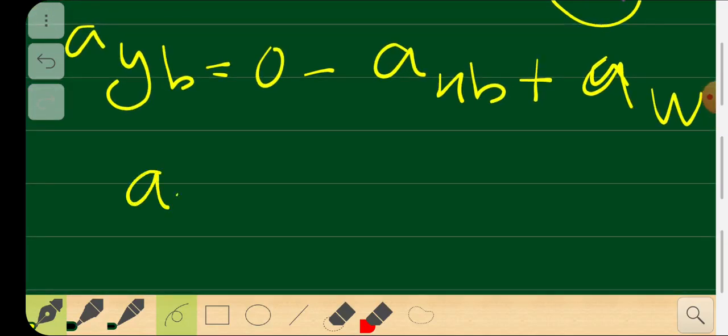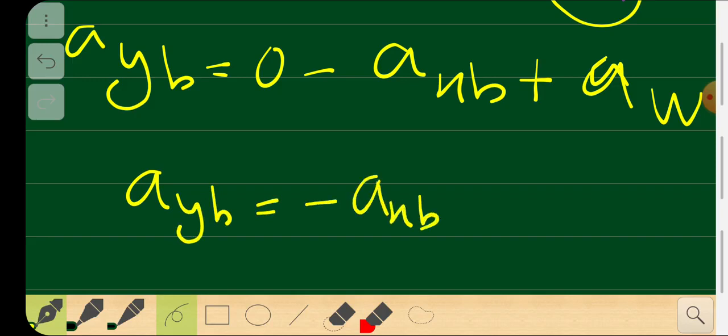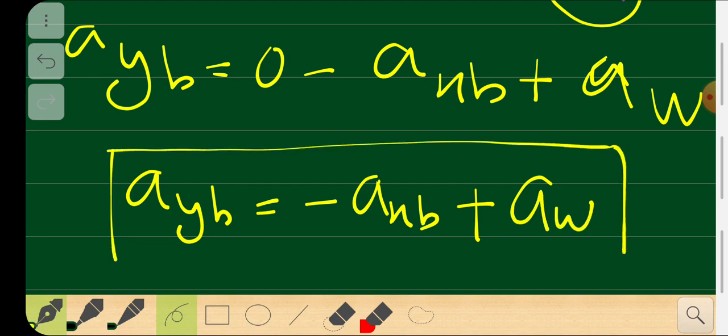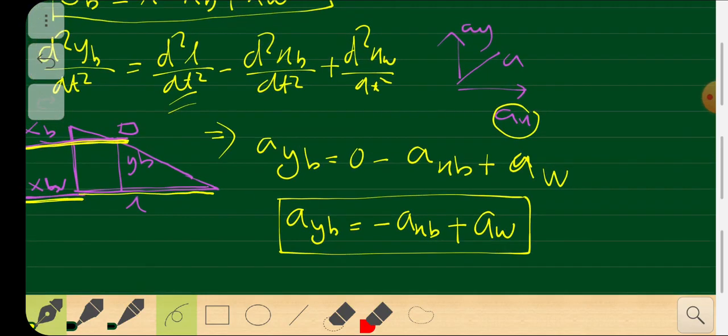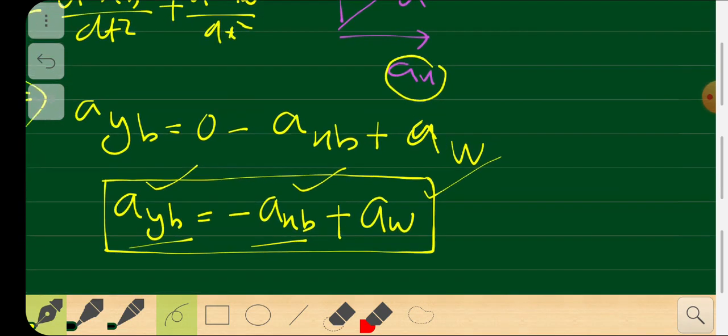So a_yb is equal to minus a of x_b plus a_w. So a_w is what we initially applied, right? The applied acceleration to move the box, move the wedge, was the a_w. So a_w can be connected with the x component and y component of the acceleration of the box, but we still don't know what the x component and y component of the box is. So that's something that we need to find out. Let's call this equation 1.